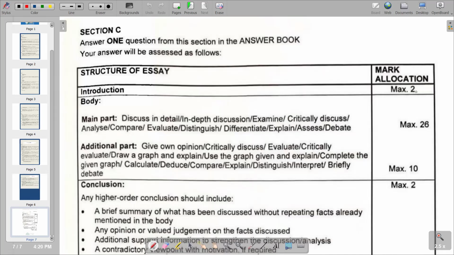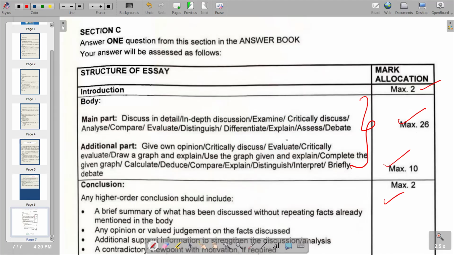Then allocation of marks: we've got 2 marks for the introduction, 26 marks on the main part, 10 marks on the additional part, and 2 marks for the conclusion. So within the context of this video, we are only going to concentrate on the main body. In the introduction, remember the best way to come up with the introduction is to define any term that you can pick in your question.